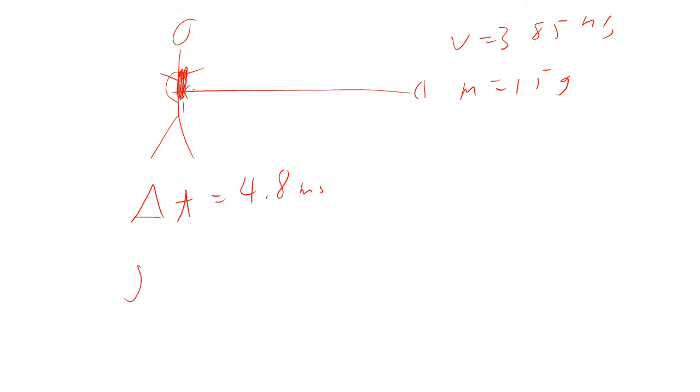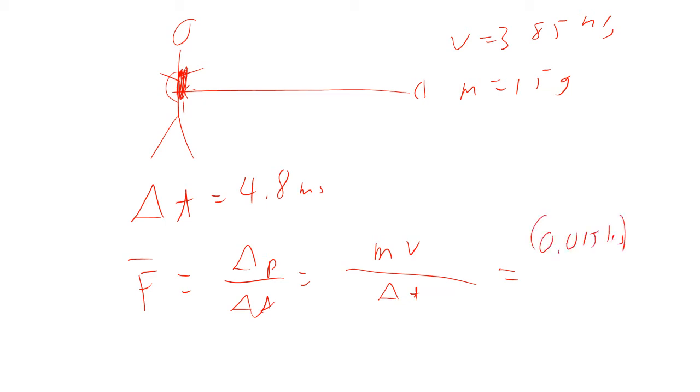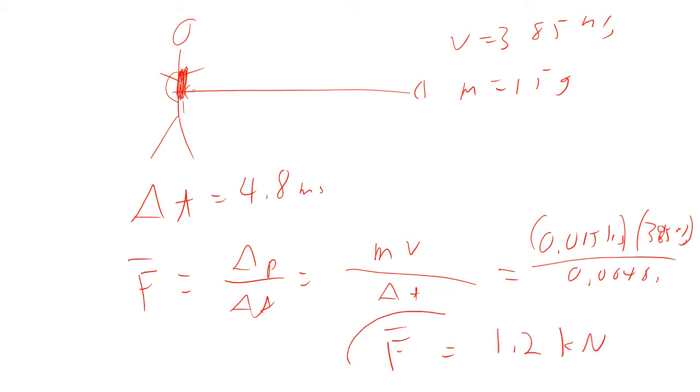So now the average force will be the change in momentum over the time. So that's just going to be mv, the final momentum is 0, over delta t. And so what this gives us is 0.015 kilograms times 385 meters per second, divided by 0.0048 seconds. So now the average force has dropped to about 1.2 kilonewtons. So now we have a substantial drop, like a 6-fold drop in the force delivered.